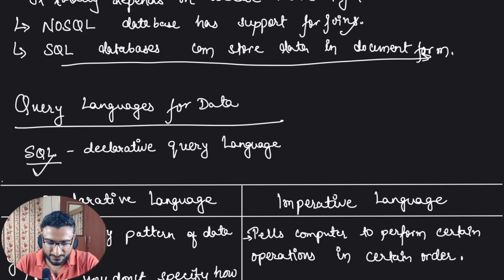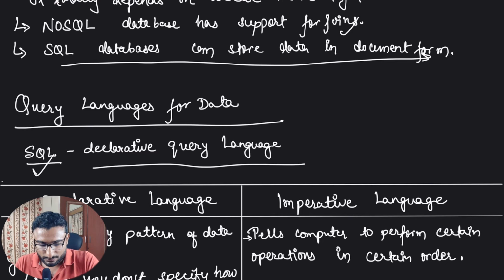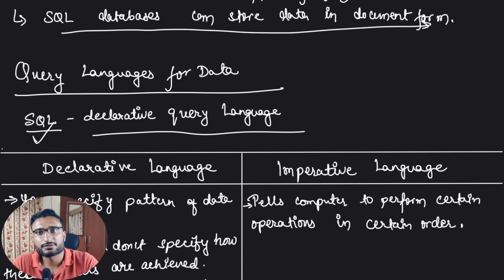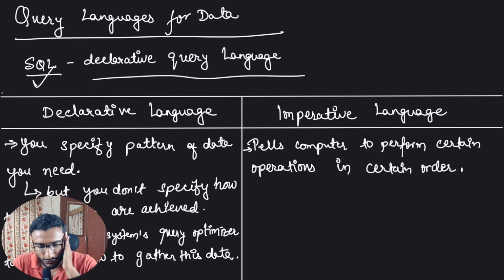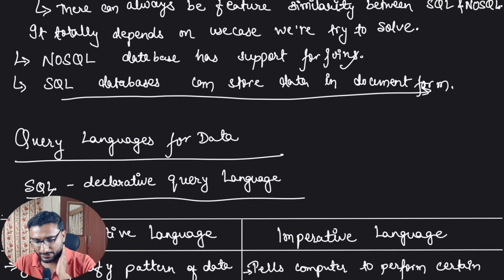Specifically talking about SQL, it's a declarative query language. What do we mean by declarative query language? There can be two types: one is declarative, another is imperative. Let's focus on what the difference is between the two. Let's take one example.